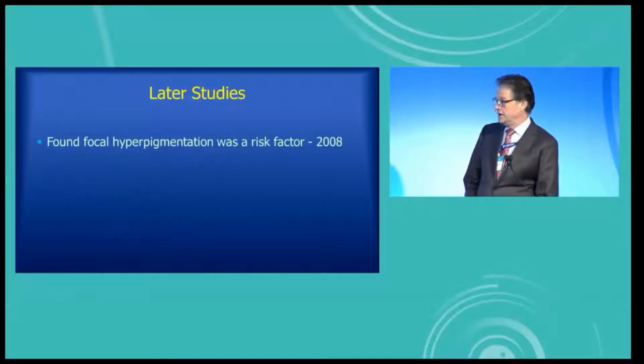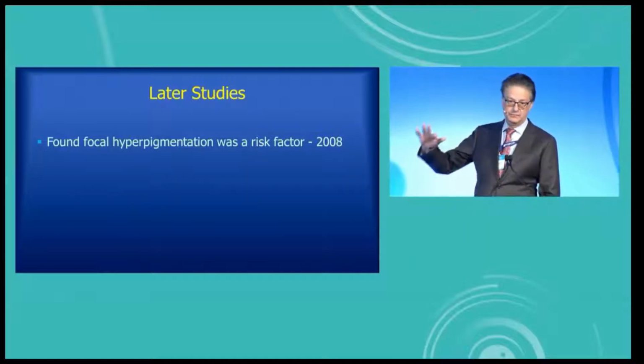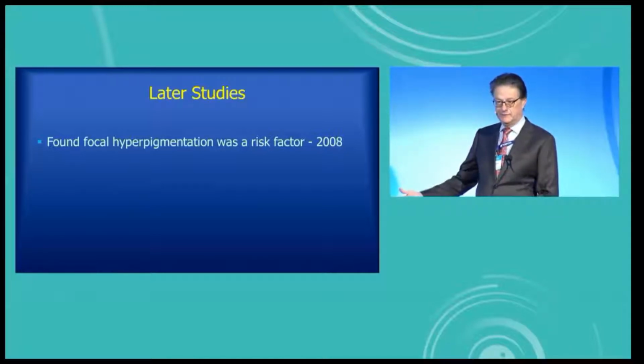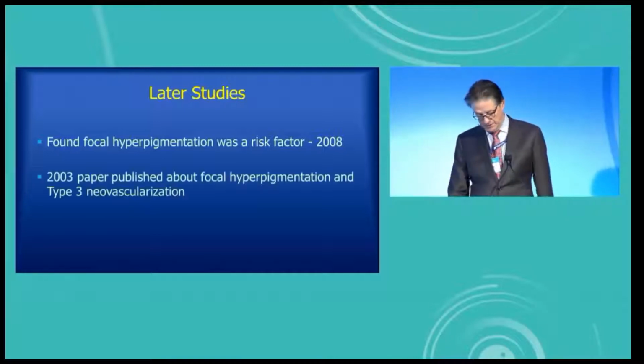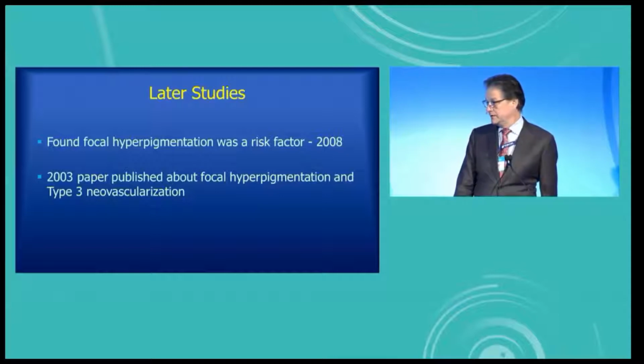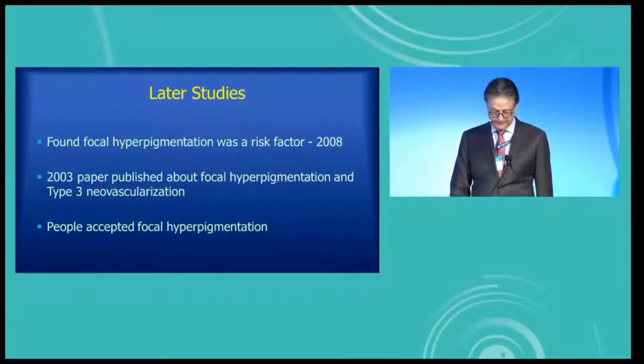In 2008, a study was done that showed that focal hyperpigmentation was a risk factor for late AMD. So this is more than 40 years after Gass described what AMD was. Somebody came up with a different risk factor. Only one other one. I actually published a paper in 2003 and showed it was a risk factor for type 3 neovascularization. But then people accepted the idea of focal hyperpigmentation was also a risk factor for AMD.